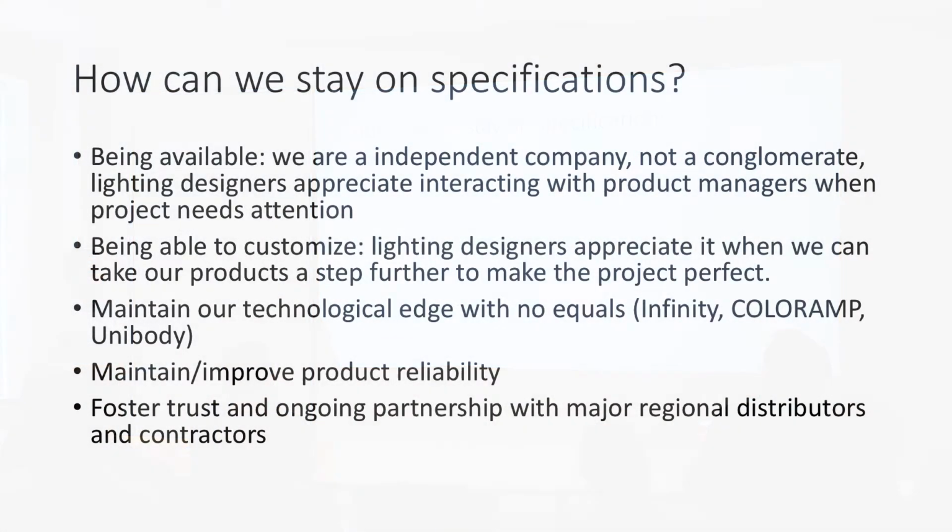So big question is then, how can we stay on specifications? So first of all, to be available, because we started out small. I remember almost 5 years ago when I joined the company, we had a much smaller sales office. At one point, I think we had 3 people in the sales office. And the engineering office, at one point, I think we had maybe 5 people. So we started out small. And that's what kept our culture in communicating with the lighting specifiers. Our culture is that we're always available, we respond quickly, and we get you quickly involved with the product managers if the situation needs it.